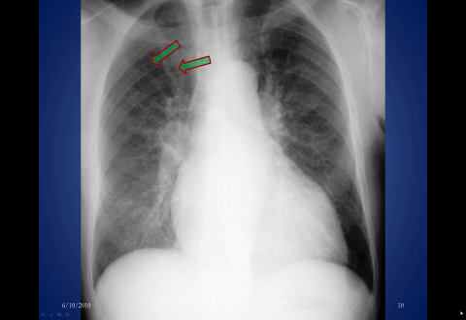Here is yet another person with Kerley A lines. However, this patient has another finding of extra interstitial fluid. Take a look at the minor fissure, which separates the right upper lobe and the right middle lobe. Since it runs more horizontally than the major fissures, its presence on a frontal chest film is not by itself an abnormal finding. However, notice that the middle part is a little thickened. That extra thickness may well be caused by pleural fluid collecting in the minor fissure.